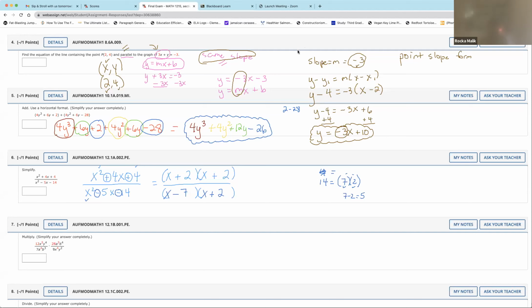And now I'm going to cancel if I have the same exact thing in the brackets on the top as I do on the bottom, which I do. X plus 2 cancels with x plus 2. And I'm left with x plus 2 on the top, the numerator, and x minus 7 on the bottom.